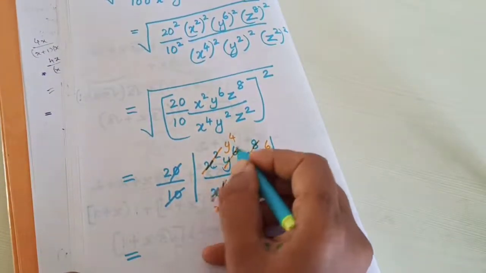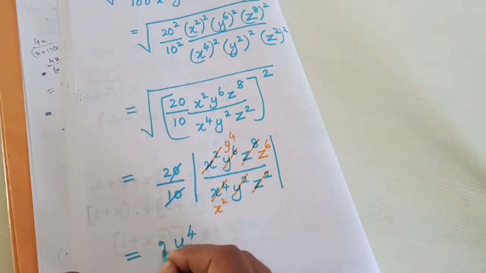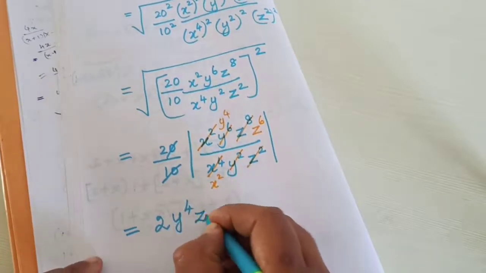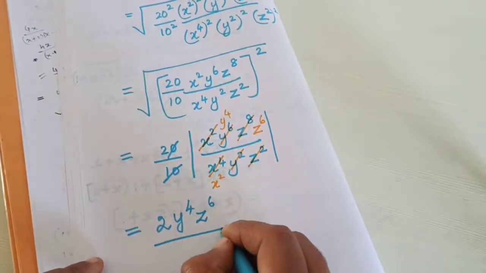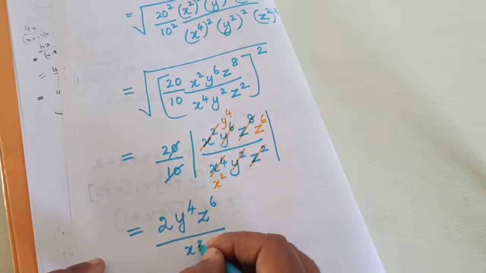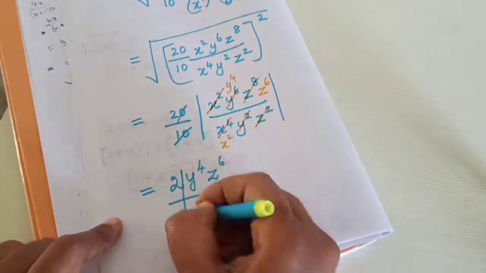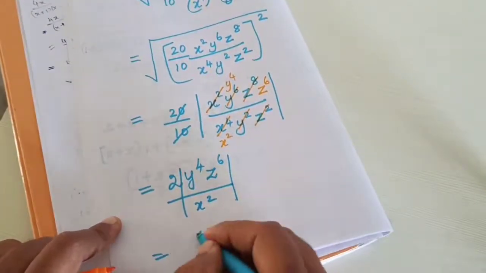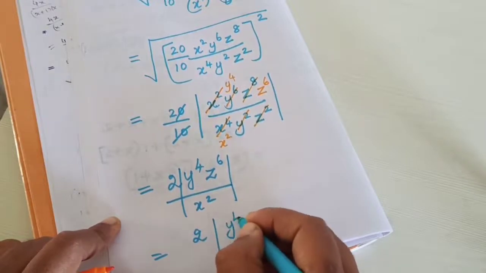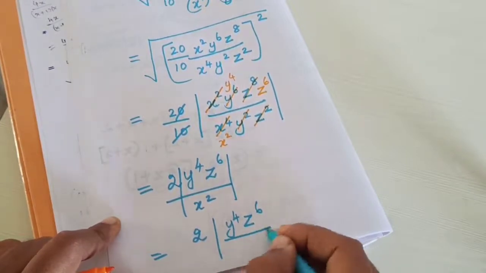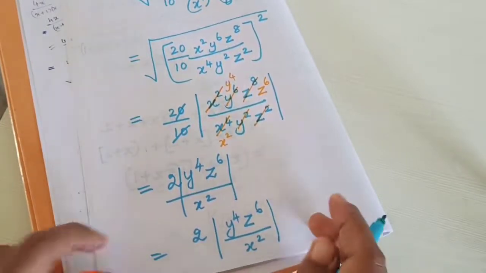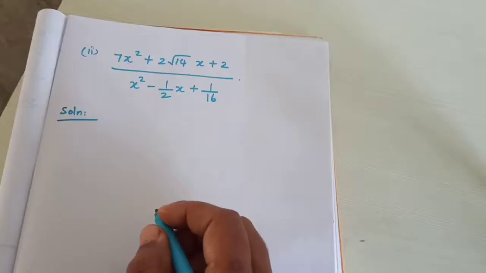Here x no term. y power 4. 2 into y power 4, z power 6 divided by x square. And modulus also we need to put, no? So the final answer is 2 into modulus of y power 4 z power 6 by x square. That's all. Okay, listen.